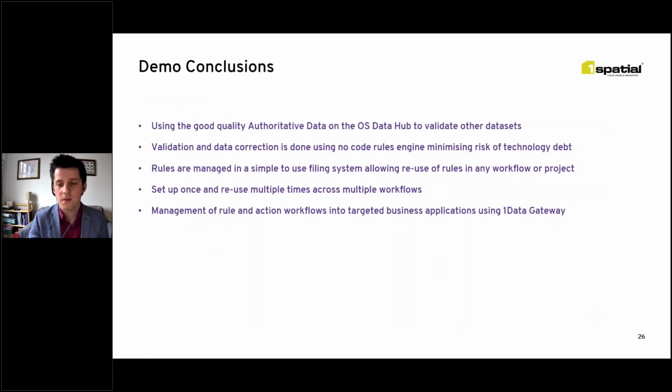So what can we conclude from having looked at that demo is we can be using the good quality authoritative data from the OS Data Hub to validate other data sets within our public sector organizations. The validation and data correction is done using a no-code rules engine to minimize the risk of technology debt. Rules are managed in a simple to use filing system, allowing the reuse of rules in any workflow or project. We set up the rules and actions once and they can be reused multiple times. And we can also then load these into targeted business applications using One Data Gateway.